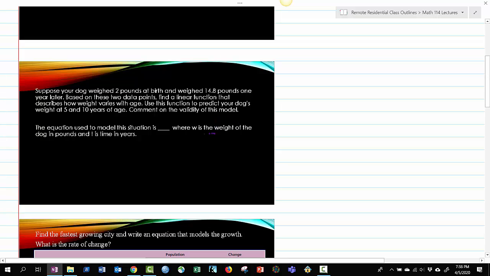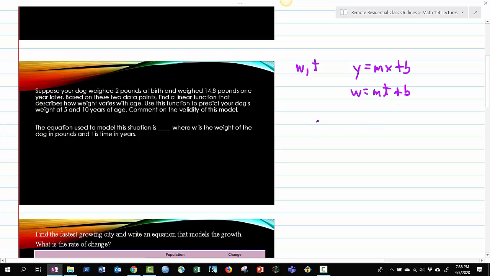So they tell us, if you read the question here, the equation used to model the situation is where W is the weight of the dog and T is the time in years. So they want us to use W and T instead of X and Y. Our usual slope-intercept form, where we would write Y equals mx plus b, what they want us to do is write W equals mt plus b. So m, the slope, will still be the rate of change, and b is still going to be the initial value.